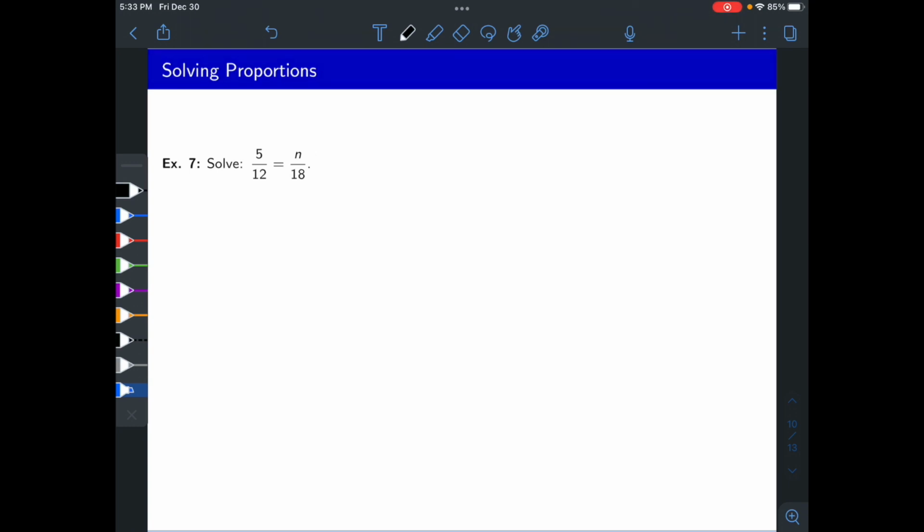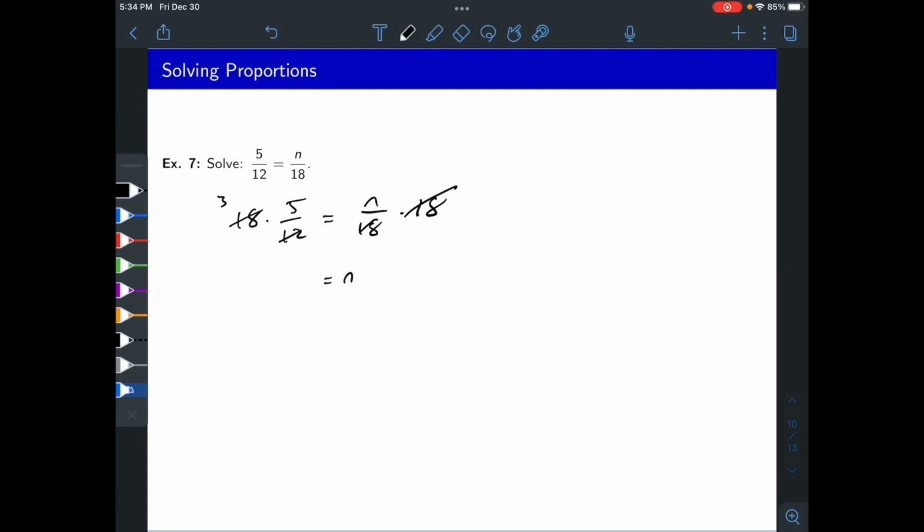So n is being divided by 18. And so if I just want to isolate n, all I have to do is multiply both sides of this equation by 18. And then we'll have n all by itself. N will just be 18 times 5 divided by 12. And we could probably simplify this a little bit too. So 18 divided by 12, you can cancel out a 6 from both of those.